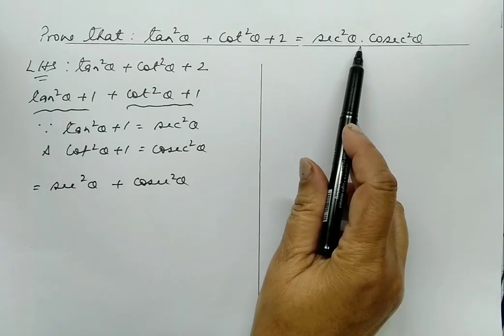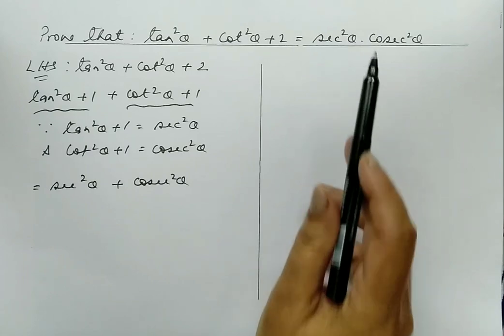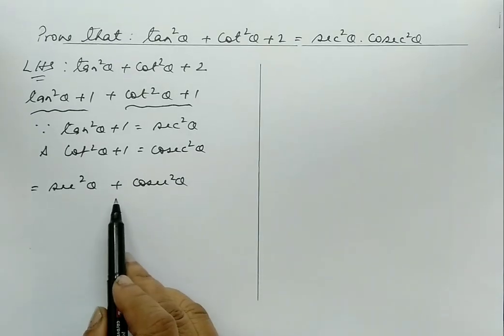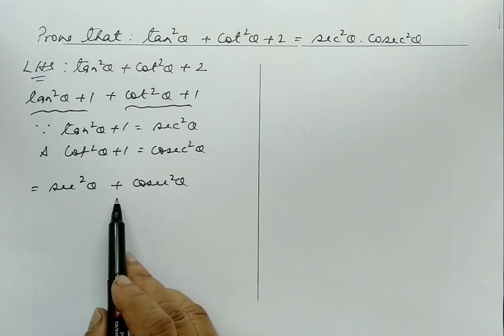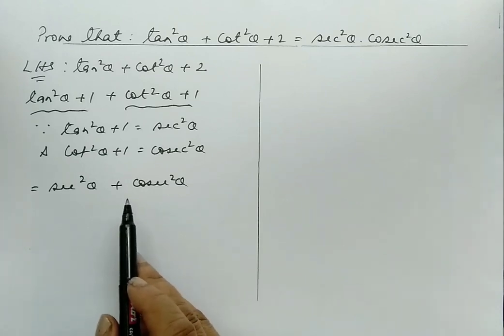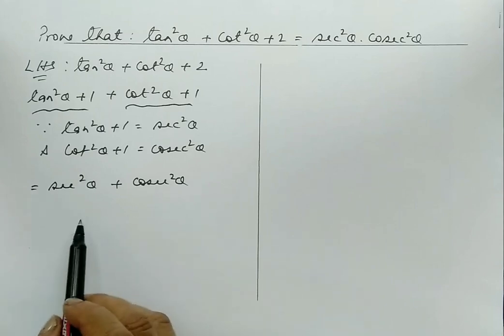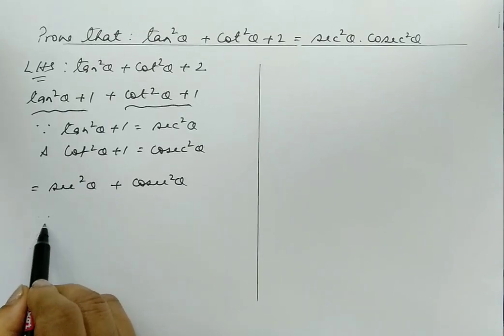Some of you will have noticed that we have a plus here, whereas in the right hand side we have a dot, meaning multiplication. Got it? Hence, to convert this into multiplication, we need to do a little bit of changes.